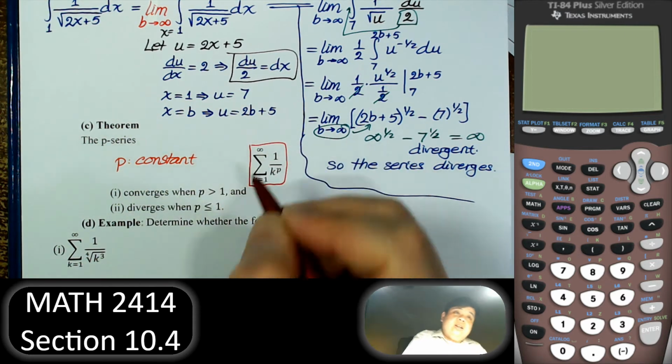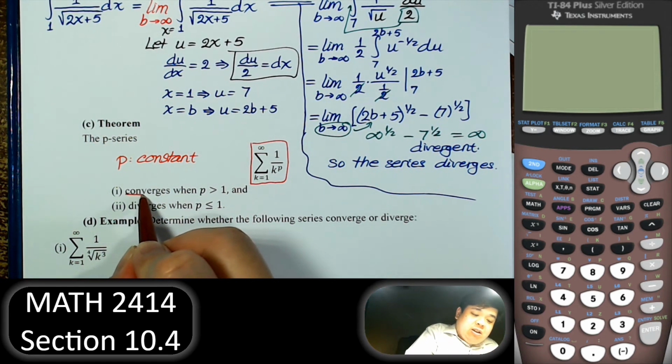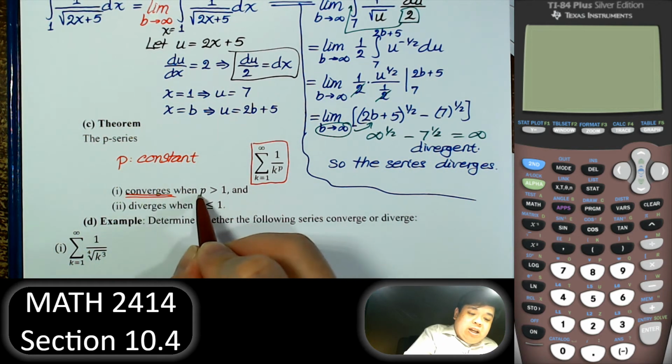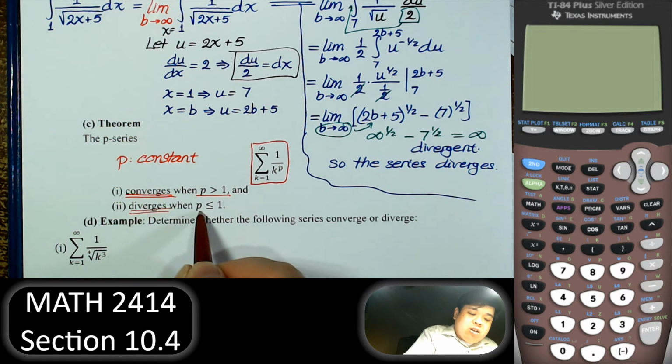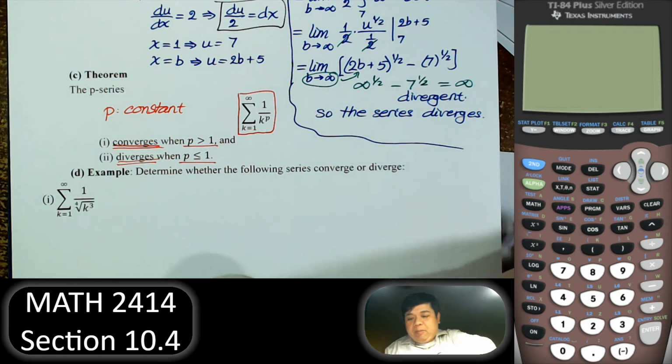K is the index, so we have like 1 over x squared, 1 over x cubed, something like that. Now, it's very easy, very clear. It converges if p is greater than 1 and diverges if it's less than or equal to 1. So straightforward, if we can find p, and the rest is pretty simple.